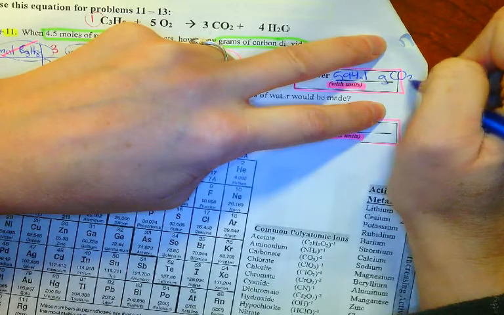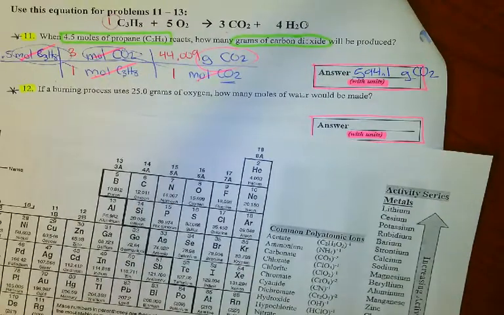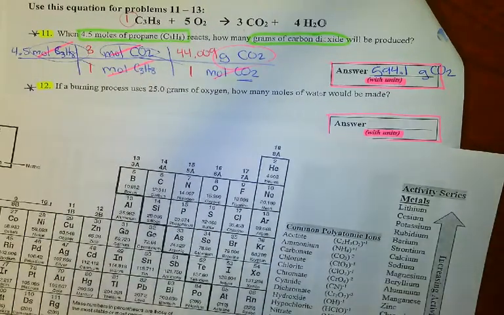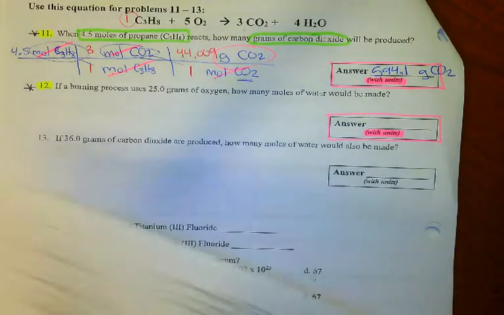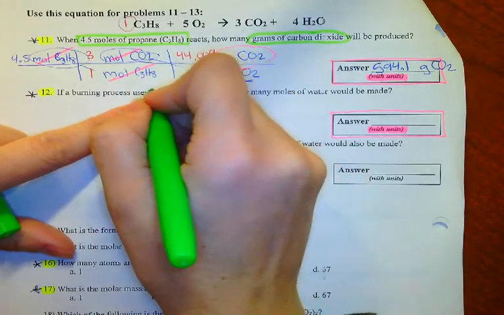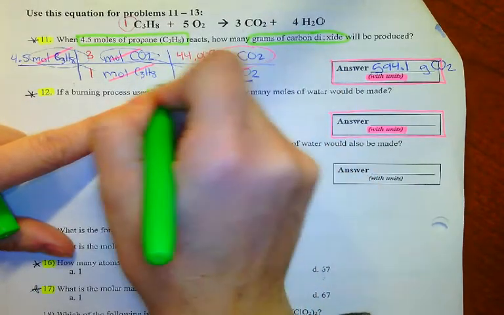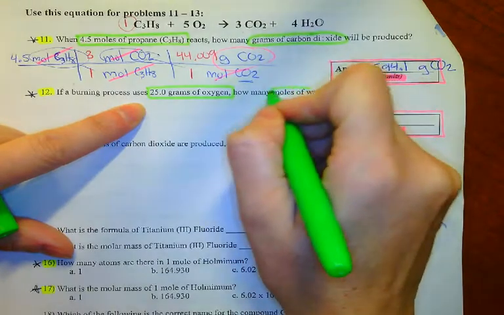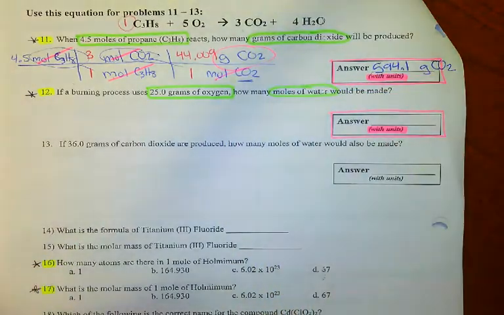Grams of CO2. Like that. Okay. So both of those first two problems I did with you started in moles. Number 12 is not starting in moles. Number 12 is starting in grams. So 25.0 grams of oxygen is how many moles of water. Okay? So we're in a different starting place, but it's the same process.